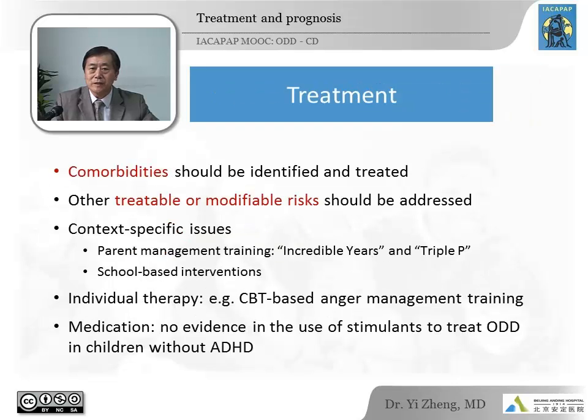The center of ODD treatment is not medication. The first step is to identify possible comorbidities and treat them accordingly. Other treatable or modifiable risks should be addressed. Many intervention programs are available, including parent management training, such as Incredible Years and Triple P. School-based interventions and individual therapy, for example, CBT-based anger management training. There is no evidence for the use of stimulants to treat ODD in children without ADHD.